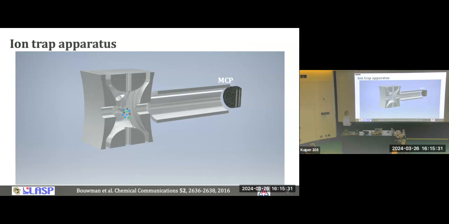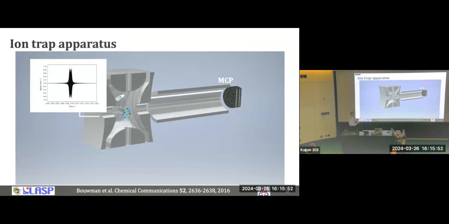So you need to figure out a way to maybe clean out the trap. There's a method called SWIFT, Stored Waveform Inverse Fourier Transform, that allows you to excite the secular frequencies of all of the ions that you want to kick out of the trap, while retaining the ones that you want to keep inside the trap. So you just design this pulse, which is effectively just a Fourier sum, and you just excite everything you want to get out of the trap.